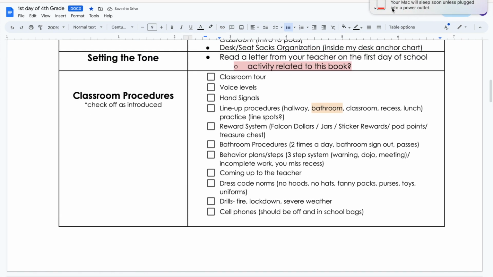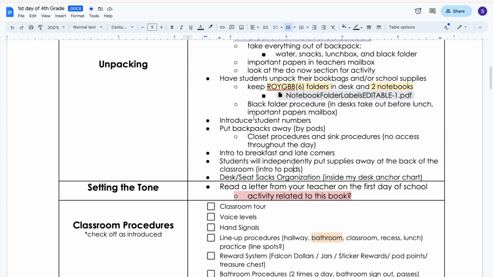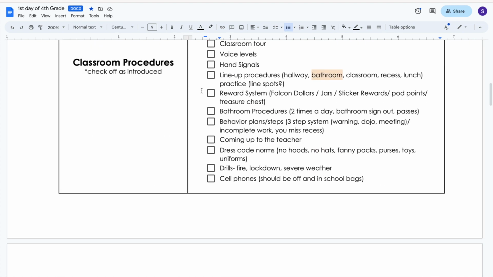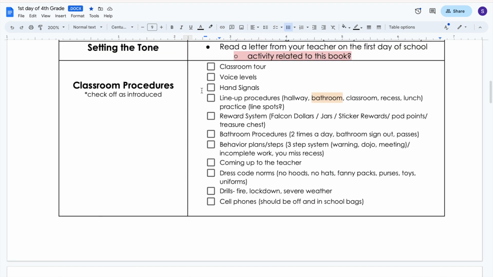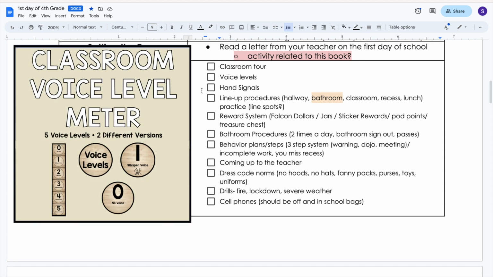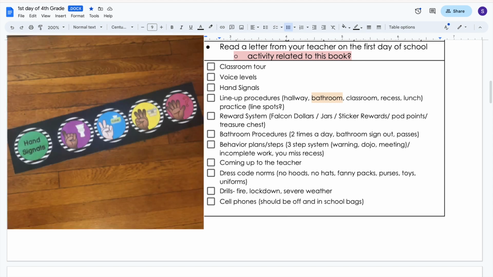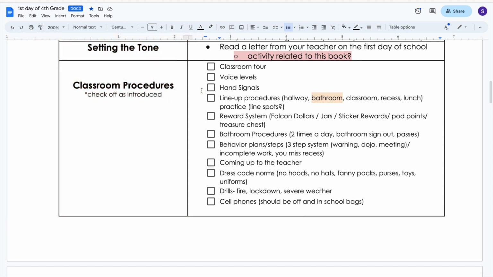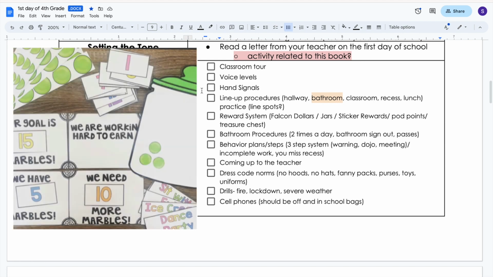Then, after doing that fun activity, we're going to go into our classroom procedures. Again, these are not the same procedures that are related to unpacking, but these are overall. So I'm going to give them a classroom tour. We're going to talk about voice levels, hand signals, lineup procedures, and they're actually going to practice them in the hallways. Very quick though. We're going to have an introduction to the reward system.